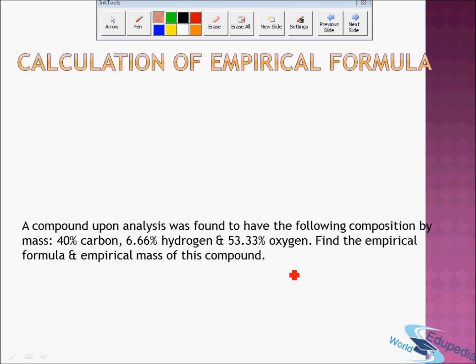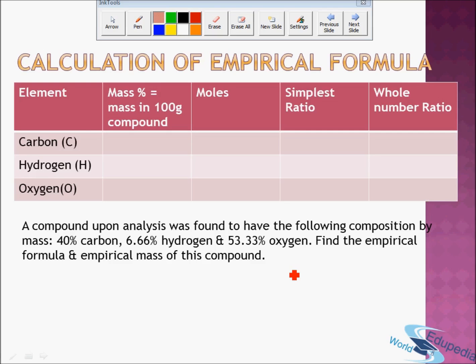So let's see. First you have to formulate a table. The table will look like this. It will have 5 different columns. The first column will be for elements, the elements in the compound. In our case, we have 3 different elements: carbon, hydrogen and oxygen. So these 3 elements have together formed our compound.